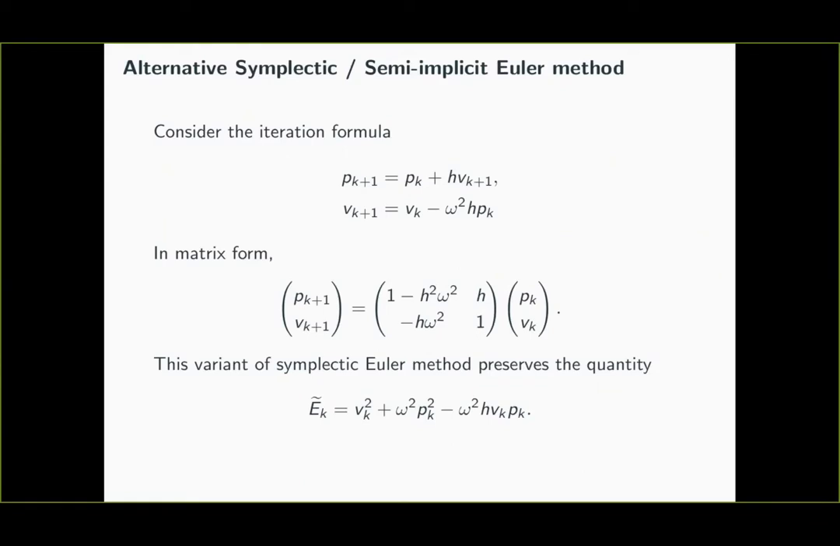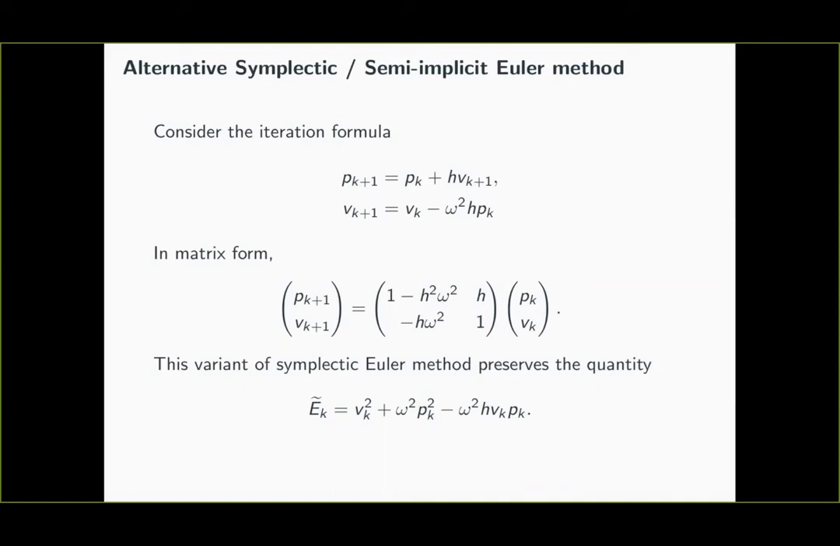In that numerical method, the iteration formula is p_{k+1} equals p_k plus h times v_{k+1}, and v_{k+1} equals v_k minus omega squared h p_k. In this example, the iteration formula for the position is taken from the implicit Euler method, and the iteration formula for the velocity is taken from the explicit Euler method. Remember, it was the other way around for our previous symplectic Euler method.